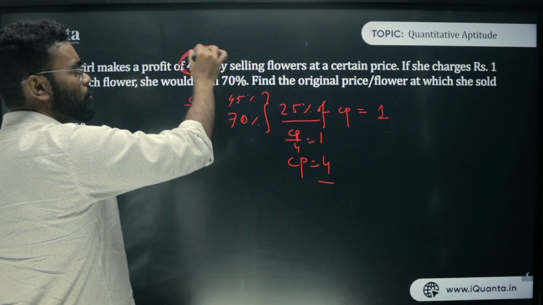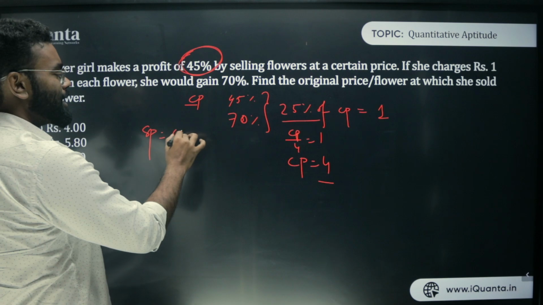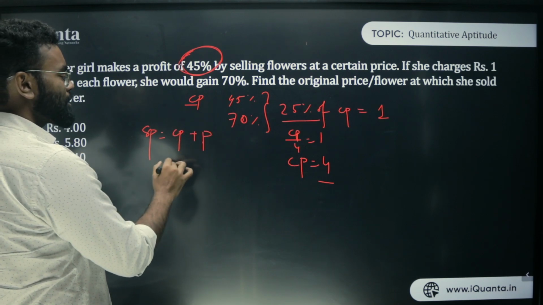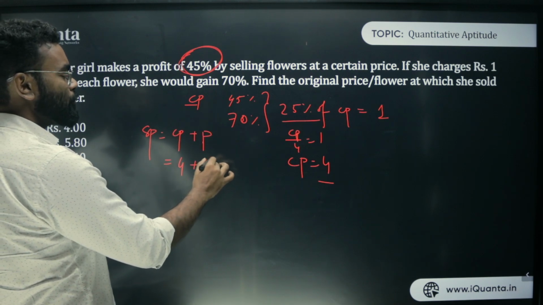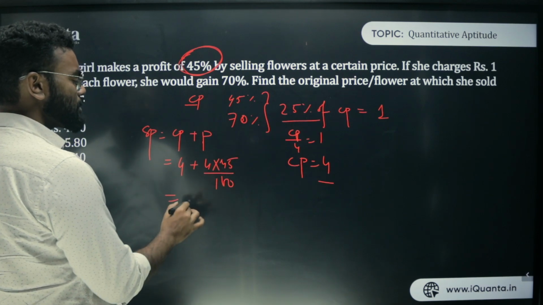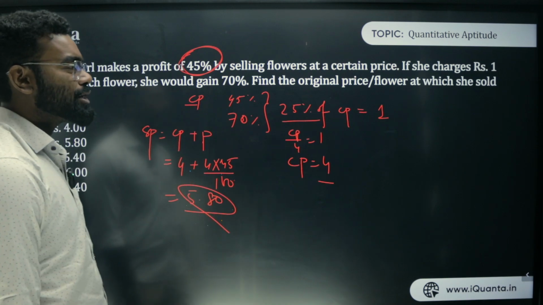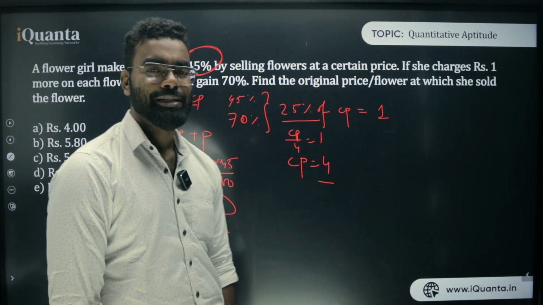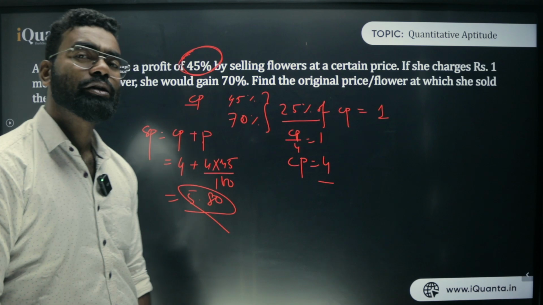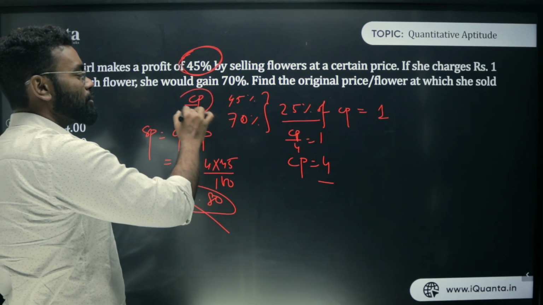Now you need to find the original price at which it has been sold. So originally it has been sold at 45% profit. So what is your selling price? That is the cost price plus profit. What is cost price? That is 4. What is the profit? That is 4 into 45 upon 100. So your answer is nothing but 5.80. So this is your initial selling price. This is your actual selling price. Have you understood? Am I clear? So what is it basically in case of CP is there?